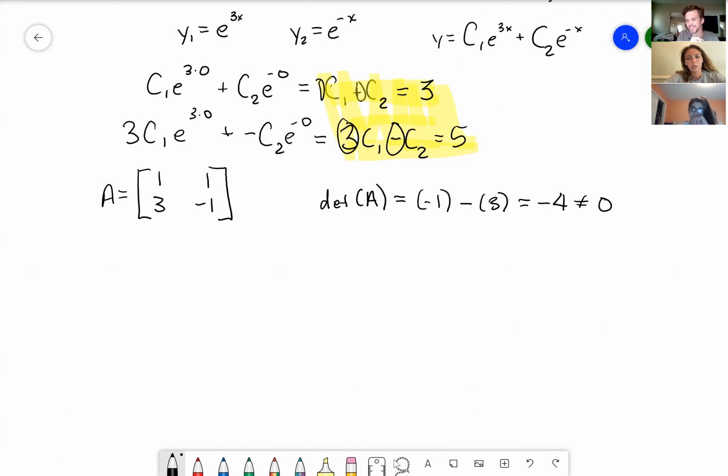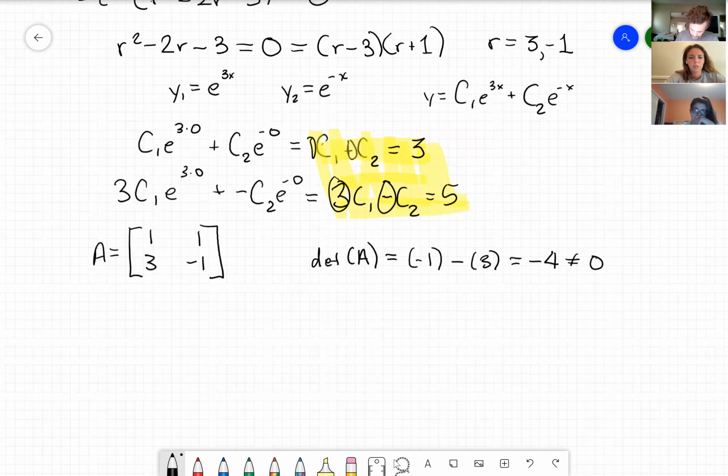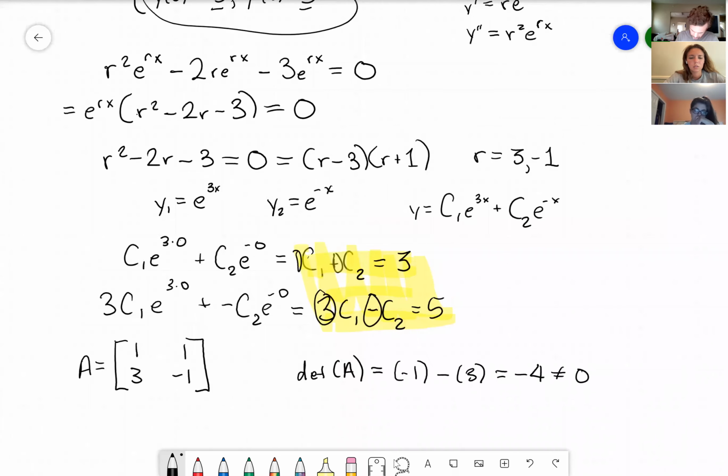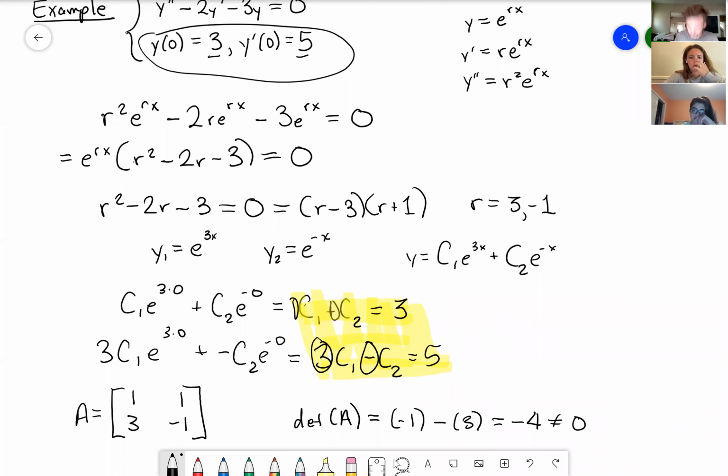Do you have a question? Yeah, where'd you get your second equation, the 3C1 up here? Yeah, so let's take a step back. It's possible I made a mistake. Let's check. We're looking at C1 times y1 prime at x0, which is 0, plus C2 y2 prime at 0 is equal to 5, right? That's this. y prime of 0 is equal to 5.